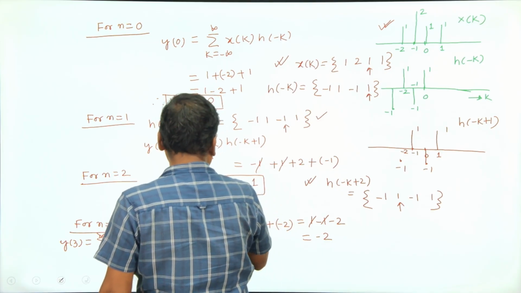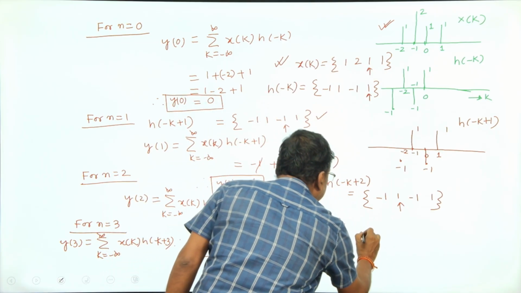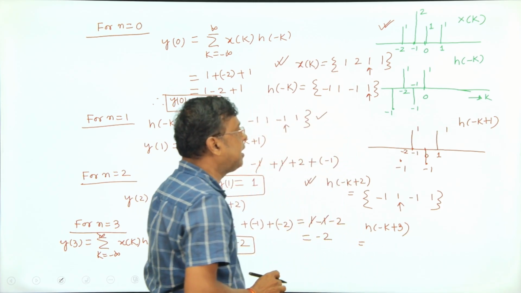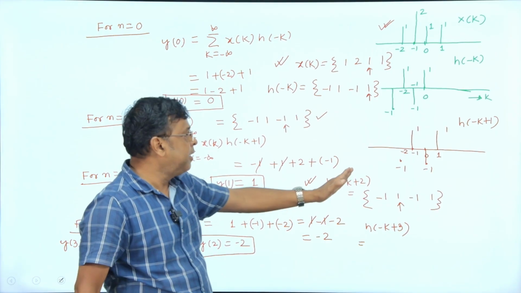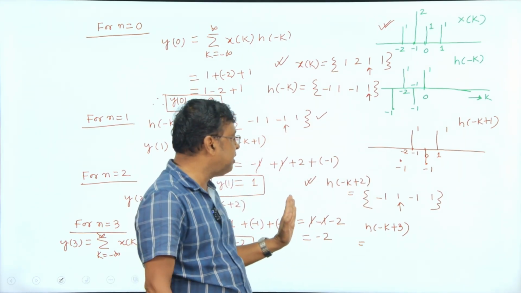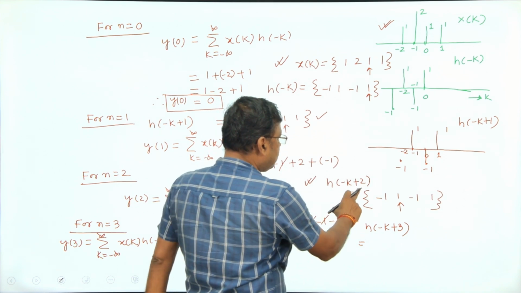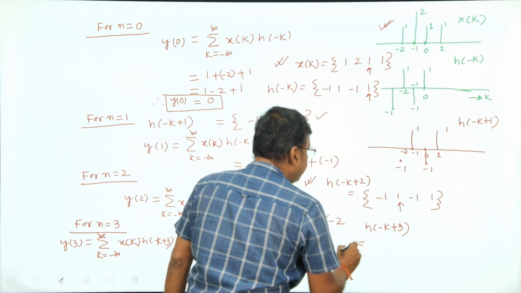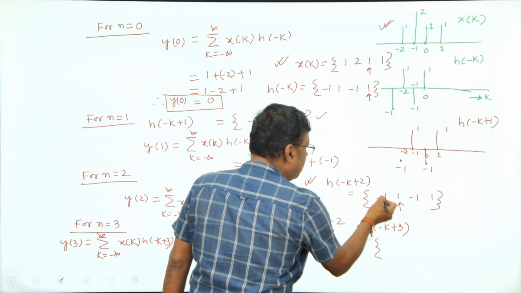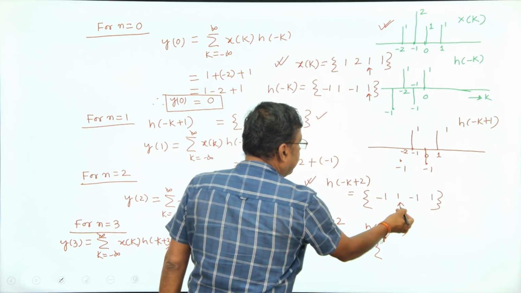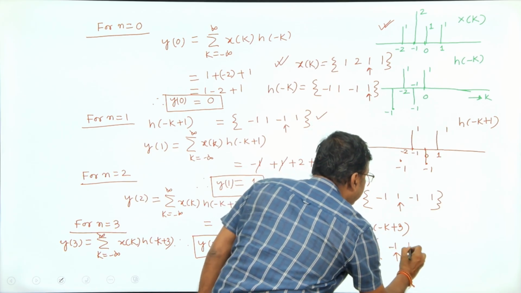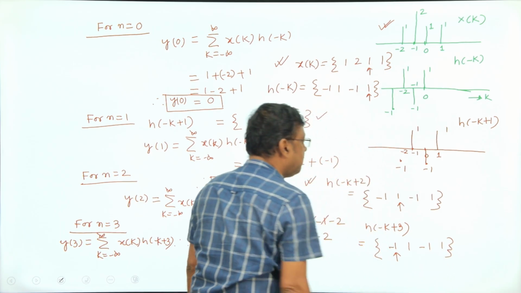We already have h of minus k plus 2. Then h of minus k plus 3. In h of minus k plus 3, what happened here? Graphically, the sequence is shifted to the right, but in sequence representation the arrow mark is shifted to the left. From h of minus k plus 2 to h of minus k plus 3, the arrow mark is shifted to the left by 1 unit. That's why the arrow mark is here. That is your 1, minus 1, 1 here. This is all about h of minus k plus 3.